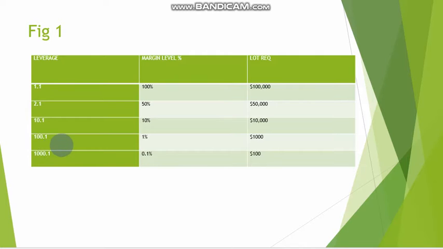It's the same thing. 1:100, you need 1%. So if your broker is giving 1:100, for you to be able to trade $100,000, you need just $1,000. You can see, guys, the advantages of leverage. If your broker is giving you a leverage of 1,000:1, you need just $100 to be able to trade $100,000. So if you have just $100 in your account, you are seen to be trading $100,000. Very simple, guys. So you're going to put one lot.